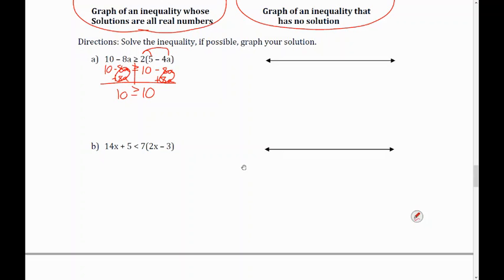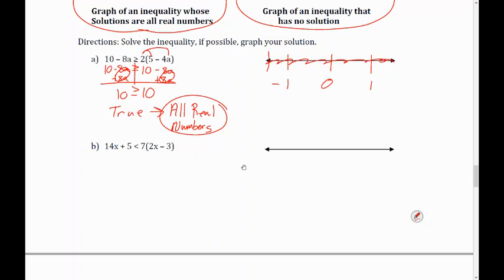or all real numbers. If it's a true statement like this one, 10 is greater than or equal to 10, it's true, and true means all real numbers. Anything we plug in would work. Okay? So, to make it really simple over here when we graph it, use -1, 0, and 1, and we shade all the way across the line, and we put an arrow on each side. And that's it.